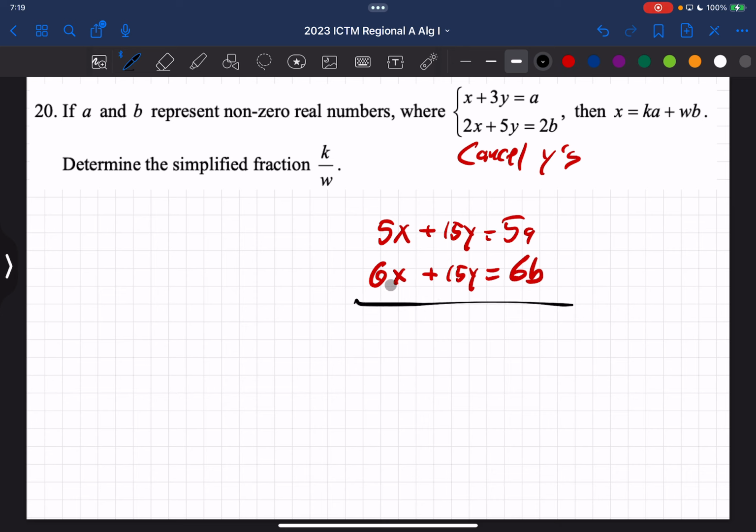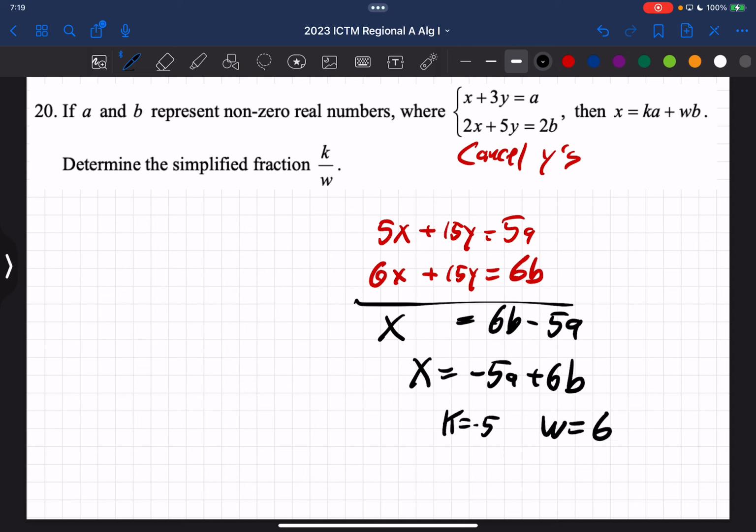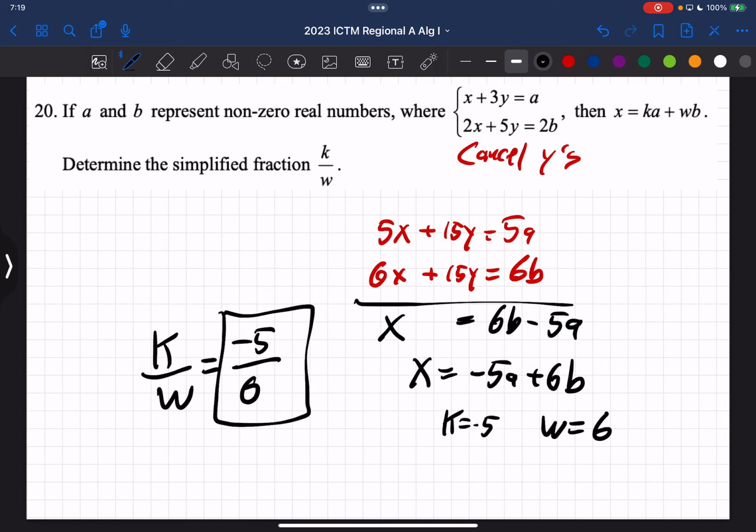So I'm going to take the bottom minus the top. So we have x equals 6b minus 5a. Now they want us to put the a first, so negative 5a plus 6b. So k equals negative 5, w equals 6. So k over w equals negative 5 over 6. And we can't simplify that fraction, so there's our final answer.